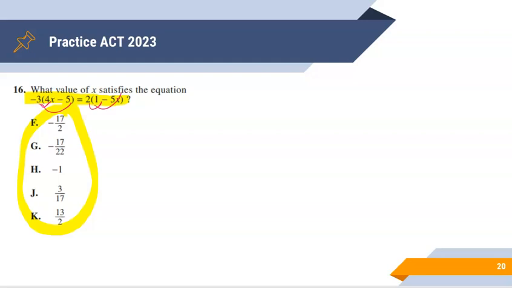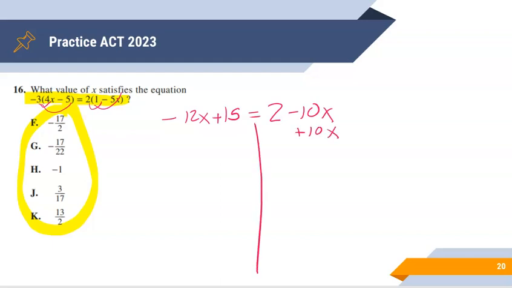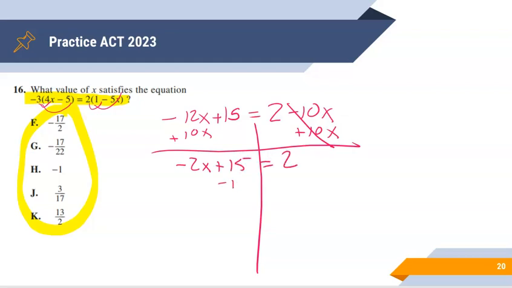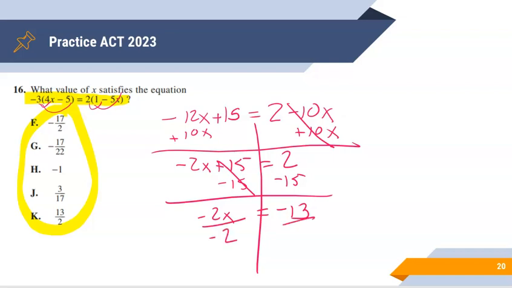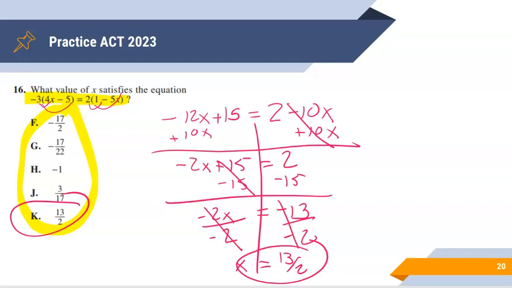Like distribute, give us negative 12x plus 15, right? Negative times negative. And then 2 minus 10x, right? Got x's on both sides, so maybe we'll add a 10x to both sides to get rid of that one. Subtract 15. Divide by negative 2. Negatives cross out. We get x equals 13 halves, which we can see is choice K.